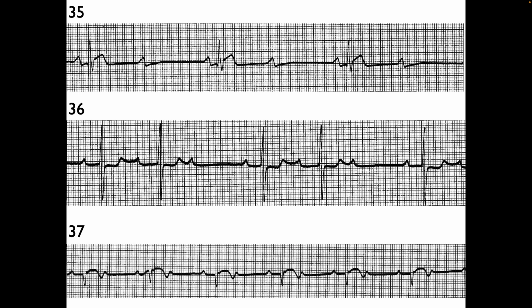PRIs are not the same. Okay? Somebody help them out. What is this? We have one vote for second degree type 2. What else? Type 1. So why is it type 1? The PRI interval gets longer and then it has the drop beat, it's a 3-to-2 conduction.